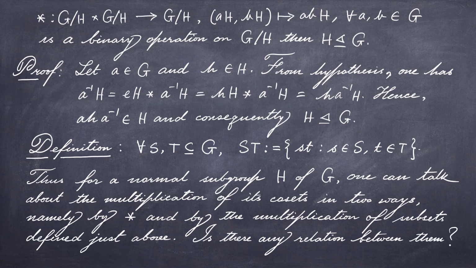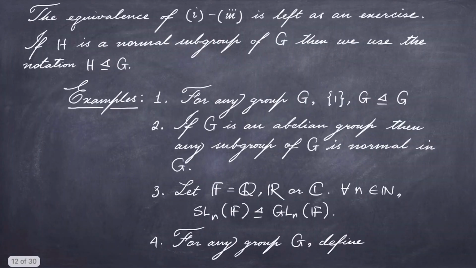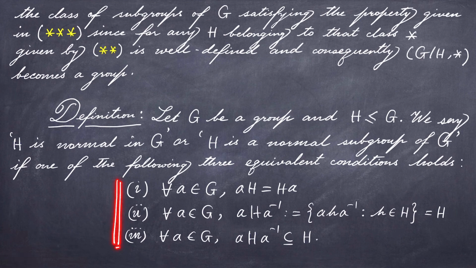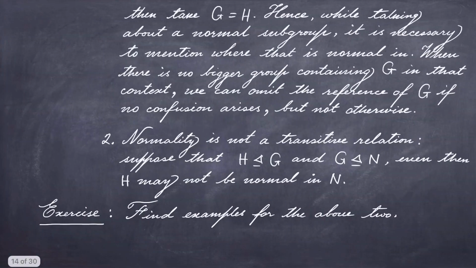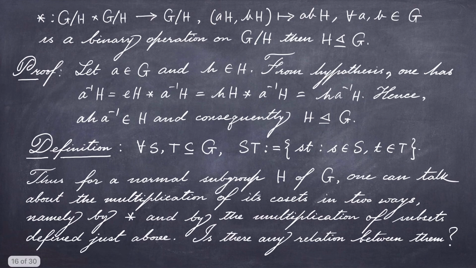To show that, we take an arbitrary element a in G and h in H. From the hypothesis, we must have that eH star a inverse H will be a inverse H on one hand, and on the other hand, eH can be written as hH, and therefore that leads us to h a inverse H. So since this coset is equal to this coset, we must have a h a inverse in H. And so in view of the third condition among these three equivalent statements, we see that H is normal in G. So thus we have found the condition.